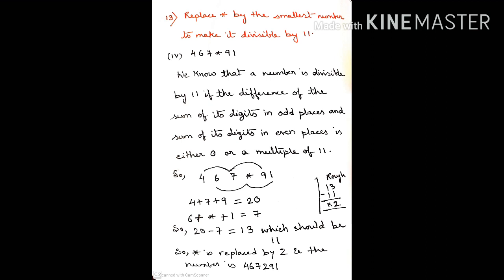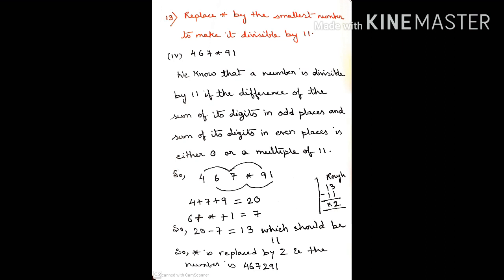Now question number 13. Replace star by the smallest number to make it divisible by 11. We have 467 star 91. So we know that a number is divisible by 11 if the difference of the sum of its digits in odd places and the sum of its digits in even places is either 0 or a multiple of 11.